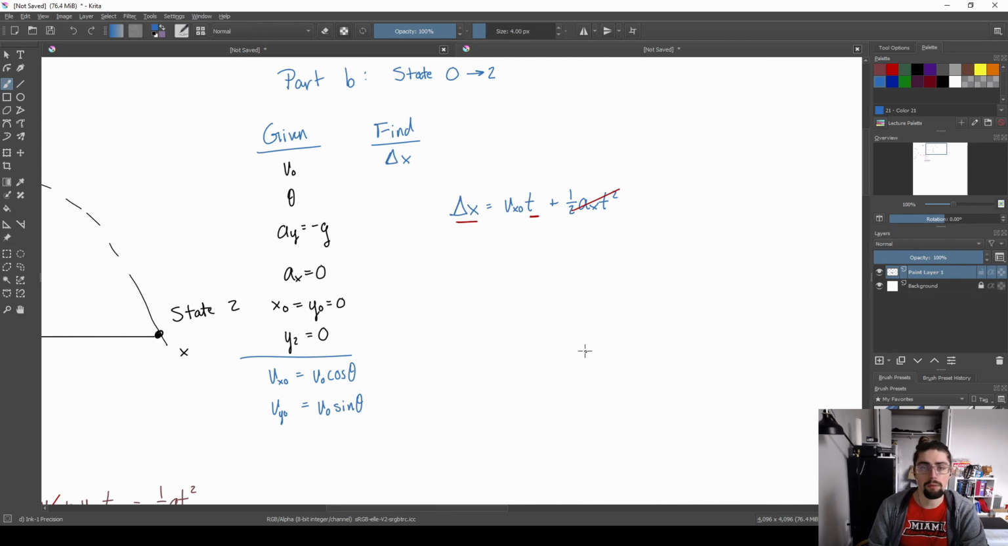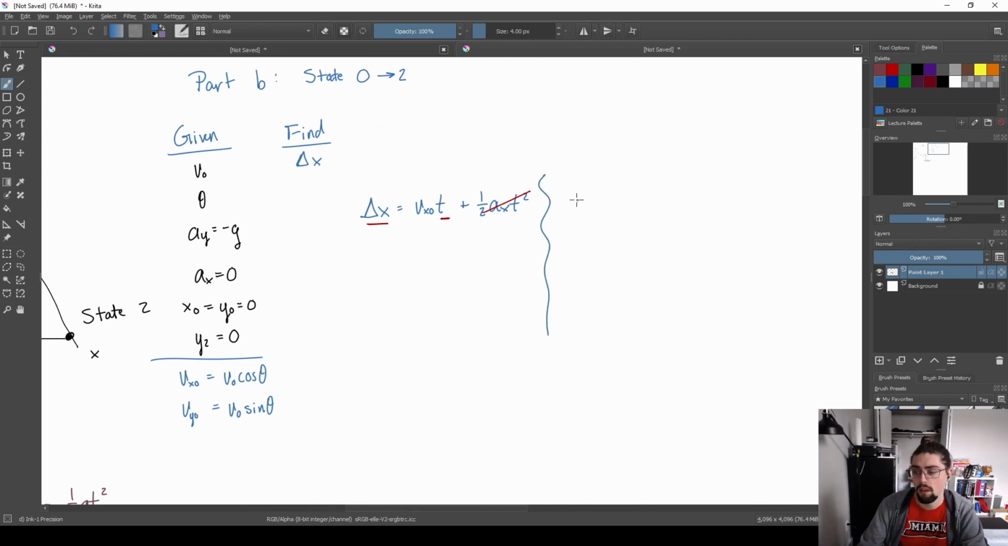Instead, let's save all of our time. Let's jump to the y equations. I'm going to do the same thing here. Delta y is equal to Vy naught times t minus 1/2 g t squared. Delta y, I start at 0, I end at 0. Delta y is 0.